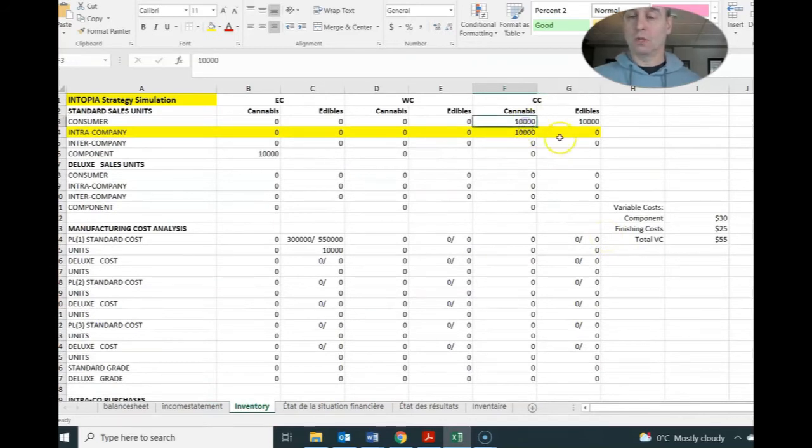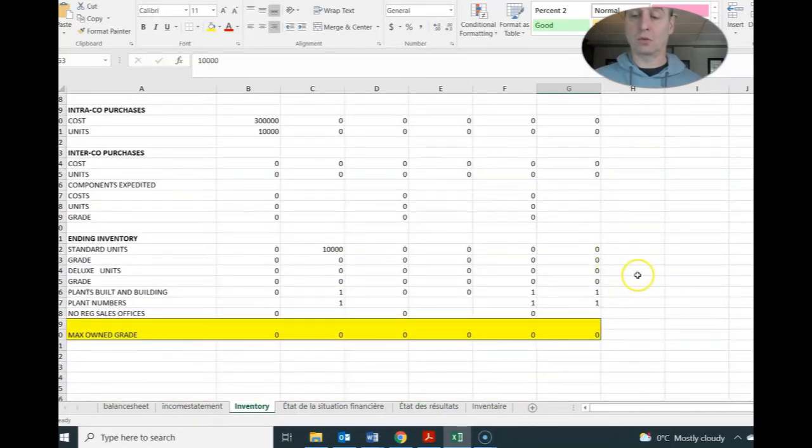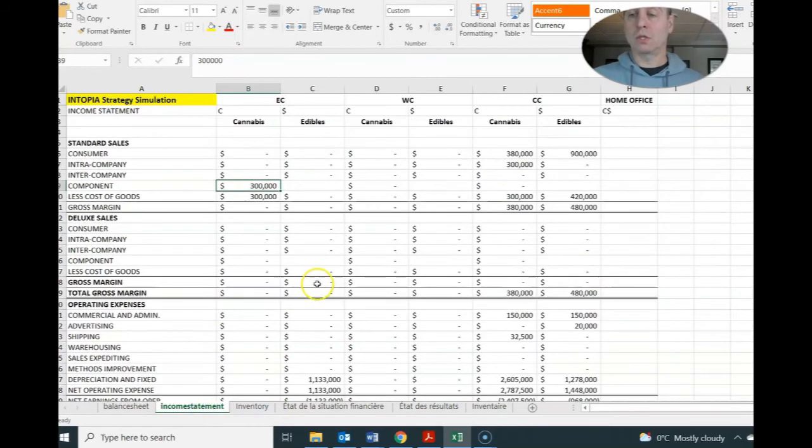Central Canada. So the remaining 10,000 units, we set a price of $38. Those all sold. Same with the edibles. We set a price of $90. Those all sold. So we have nothing left in inventory in Central Canada at this point. In the real game, we probably would have produced some extra stuff, so we had some stuff available.